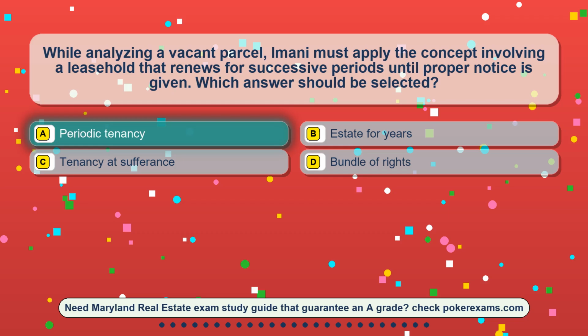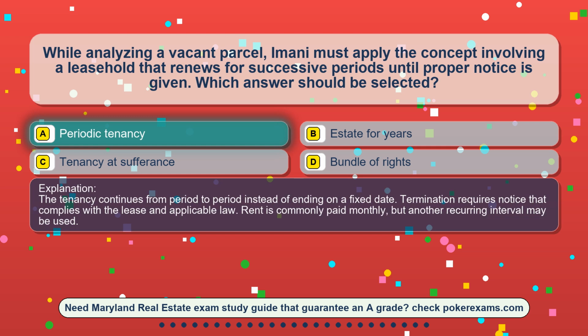The correct answer is option A, periodic tenancy. The tenancy continues from period to period instead of ending on a fixed date. Termination requires notice that complies with the lease and applicable law. Rent is commonly paid monthly, but another recurring interval may be used.